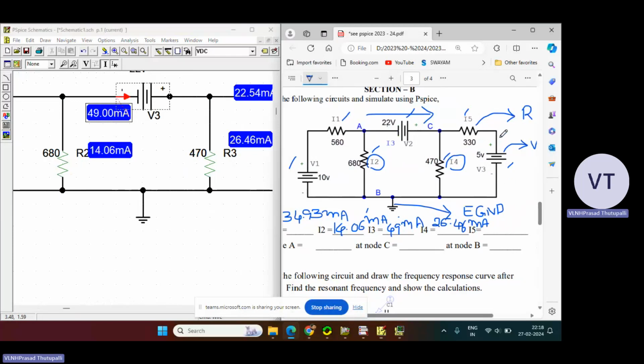And I5, how much is I5? I5 is the current flowing through this particular branch, either in this direction or in that direction. Doesn't matter. Okay. So you see this.